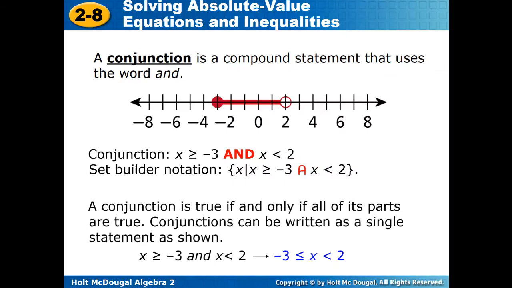So a conjunction is going to have an and statement. Now, the conjunction is true if and only if all of its parts are true. Conjunctions can be written as a single statement as shown. So here's our 2 separate statements, but it could also be written as a single statement: -3 less than or equal to x less than 2. And so when we look at this, we see x is actually greater than -3 and it's less than 2.